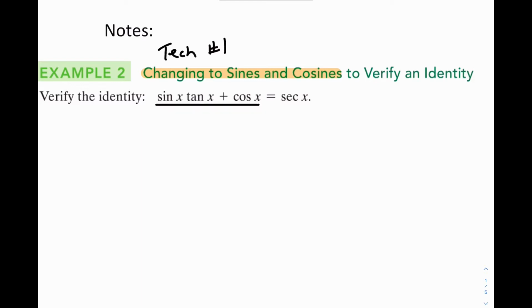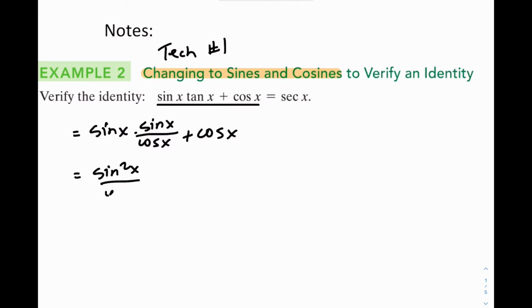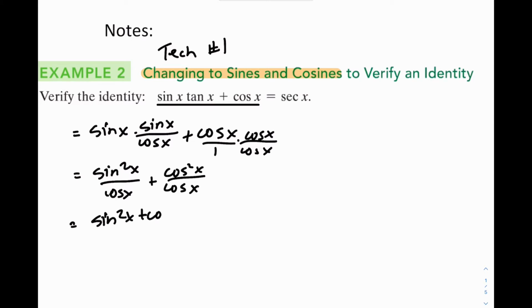So clearly I'll pick my left side, there's more to work with there, and I'm going to change everything in terms of sine and cosine, like so. And I can see that this will become sine squared over cosine. This is cosine over 1, so I need a common denominator here. And look at that. We have sine squared plus cosine squared all over cosine.